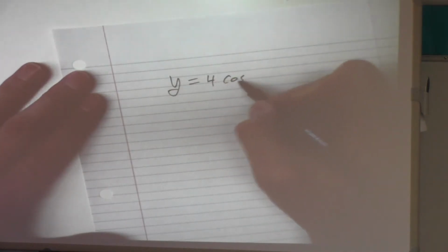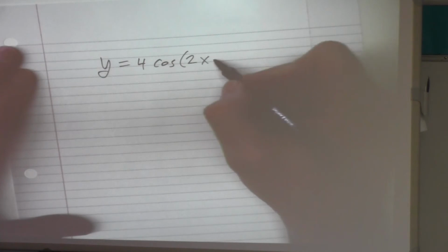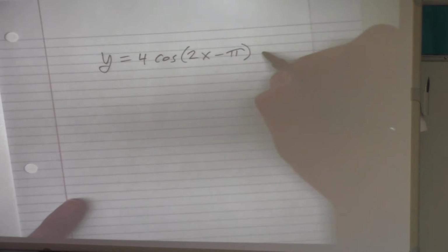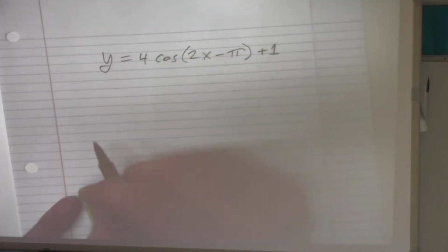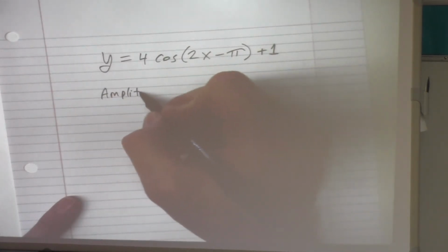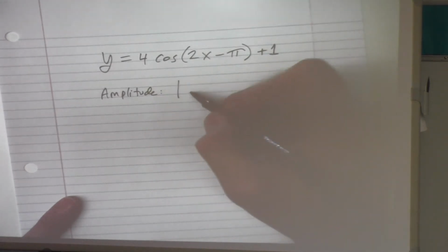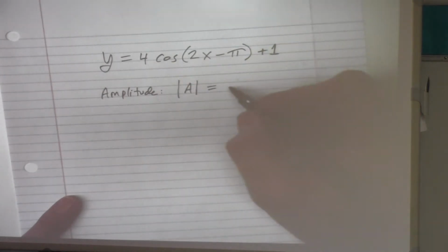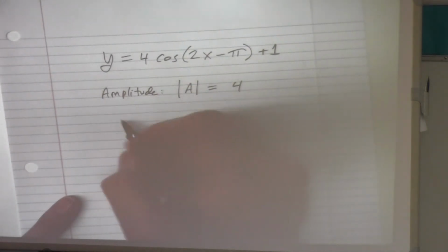All right, so let's take this one. y equals 4 cosine 2x minus pi. All right, now, I guess I should put something here. I'm going to put plus 1. Okay. So I want to find the 4 things. Amplitude: the absolute value of A. Well, that's the absolute value of 4, so the answer is just 4.